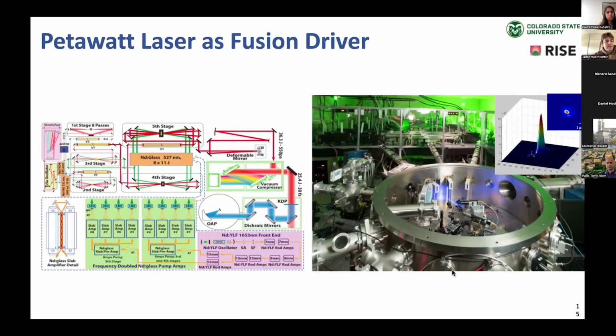To generate these plasmas, we use tabletop petawatt femtosecond lasers as opposed to megajoule and kilojoule laser systems. The laser starts with a titanium sapphire oscillator. Then we use chirped pulse amplification with neodymium crystals pumped with 532 nanometer flash pumps to create a 30 joule, 25 femtosecond laser. The beam is then focused using an off-axis parabola, giving us a 1 micron spot size.